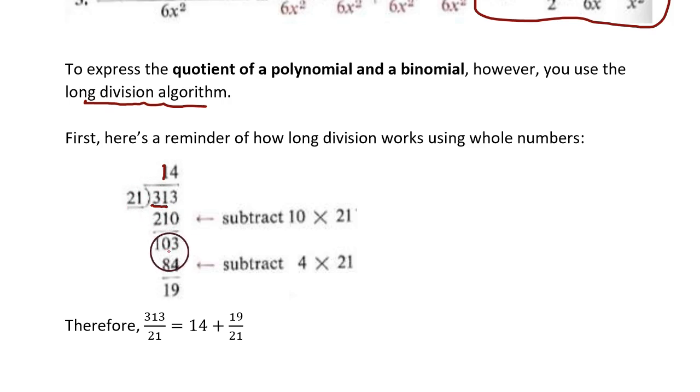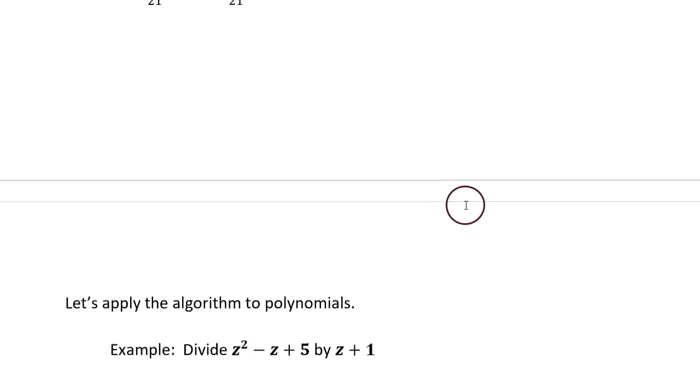How many 21s are in 103? And there's 4 of them, which you write up here in the ones position. 4 21s is 84, which you subtract from 103 to get 19, called a remainder. Therefore, 313 divided by 21 is equal to 14 plus 19 out of 21. We can use this same algorithm where you figure out a number up top, multiply it to the number out front, and subtract to get a remainder to do polynomial division. Let's try an example.